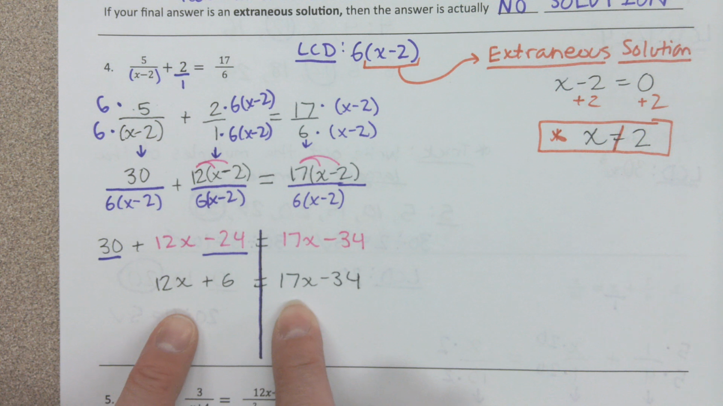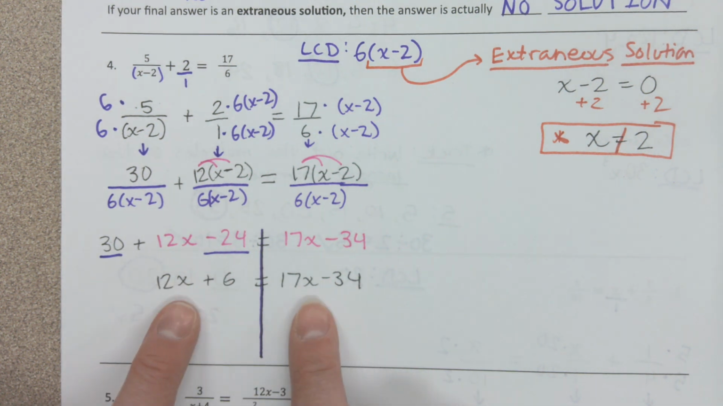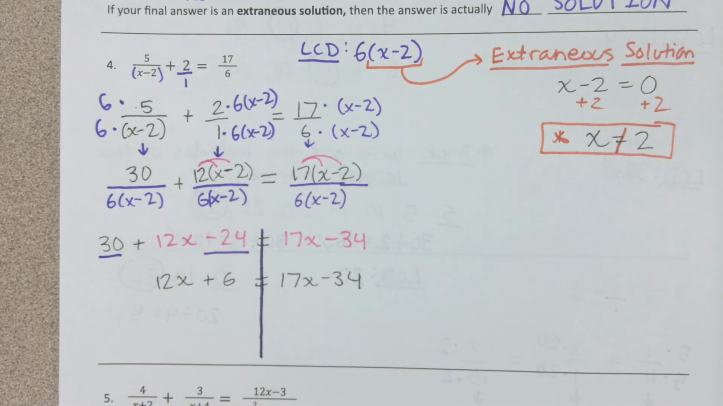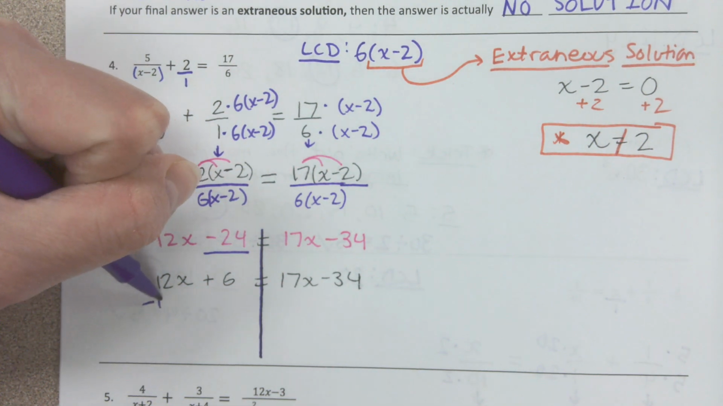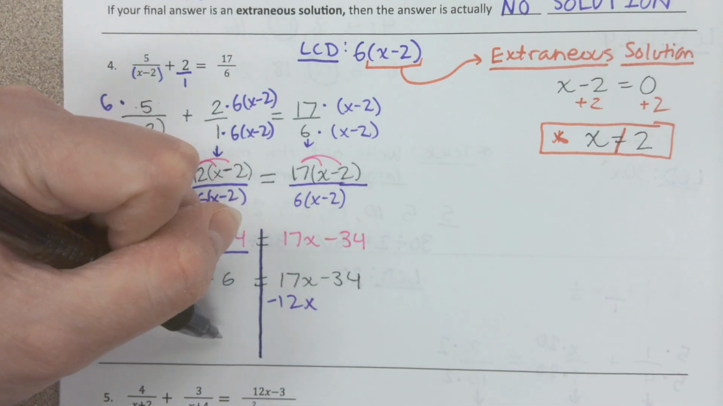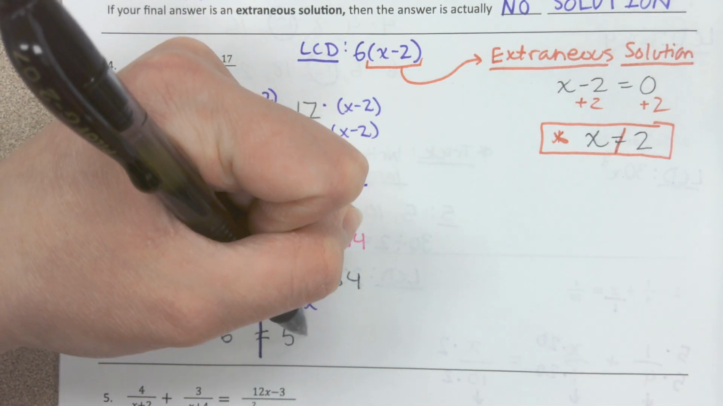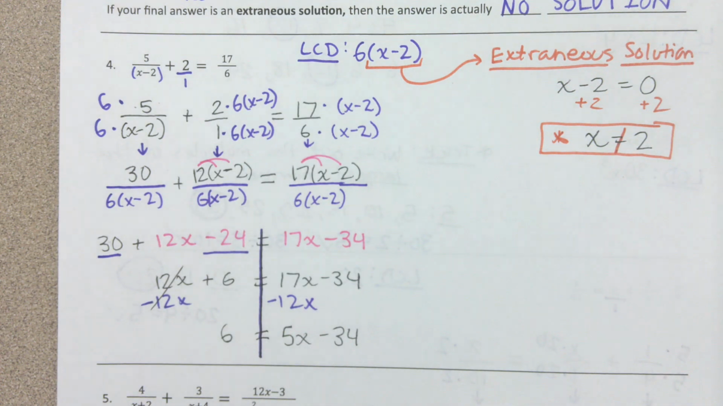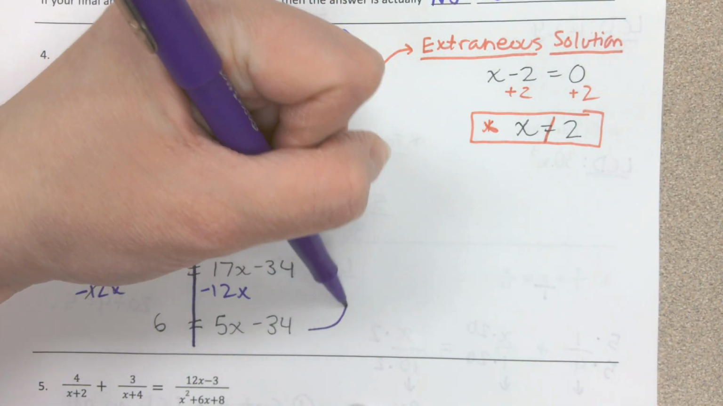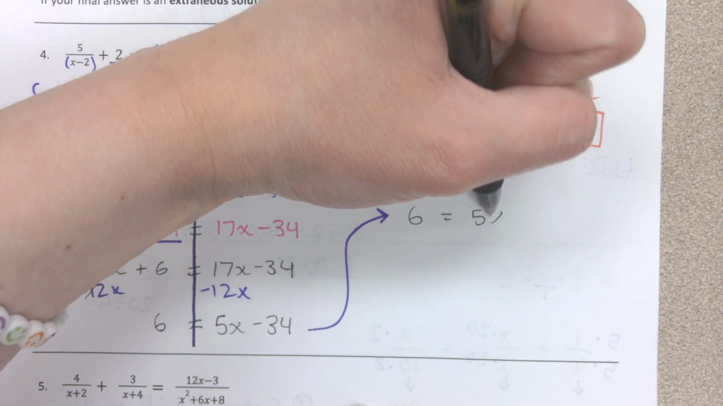Now we have an x on each side and a constant on each side. Let's take care of the x's first. Since neither of them are alone, I'm going to move the one I want to move, which is the 12. I always move the smaller one if I can. So we're going to do minus 12x, minus 12x. These 12s cancel. Bring down the 6. Equals 17 minus 12, that's 5. 5x minus 34. We are almost done. As you can see, I'm out of space, so I'm just going to go up and over here to finish the problem. 6 equals 5x minus 34.